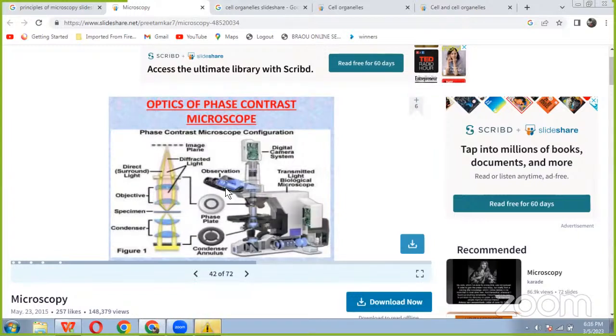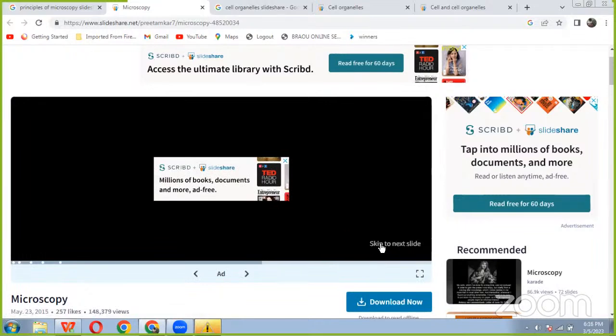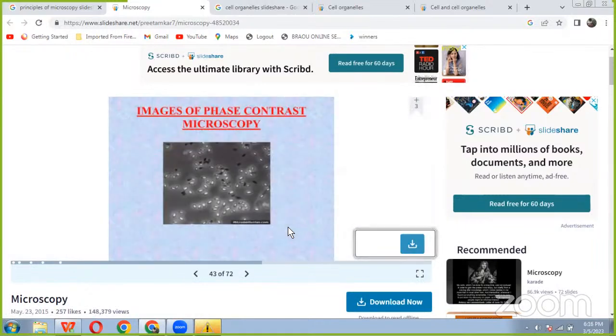We can observe living cells and their movement. In living cells and tissues, we can see observable detail, cell movement, and cytoplasmic flow in the phase contrast microscope. The image, for example, shows the movement of some bacterial cultures.